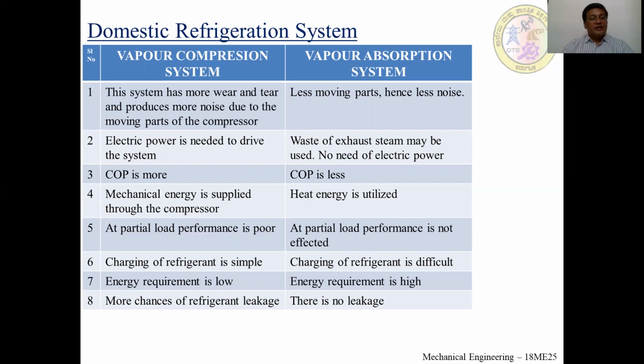Then, charging of refrigerant is simple in the vapor compression system, whereas it is a little bit complicated in the vapor absorption system. The energy requirement is low in vapor compression, whereas it is high in the vapor absorption system. In the vapor compression system, there are more chances of refrigerant leakage because of more moving components, and in the vapor absorption system, there is no leakage. So these are a few important differences between the vapor compression system and the vapor absorption refrigeration system.